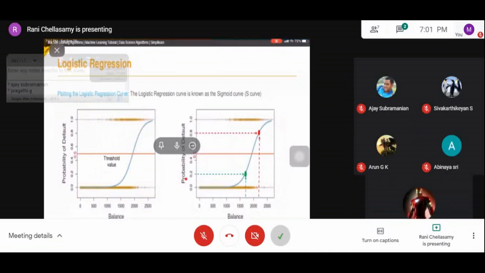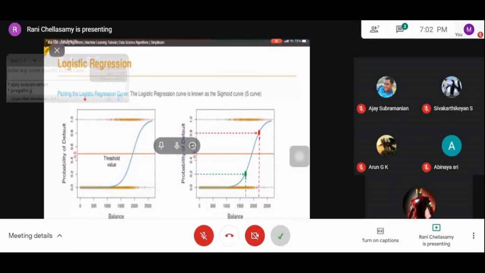So how to plot this logistic regression curve? Between 0 and 1, you can set up a threshold value, or you can take it as a cutoff point at 0.5. Anything below the cutoff point or threshold value will result in 0. Anything from 0.5 to 1 will belong to 1.